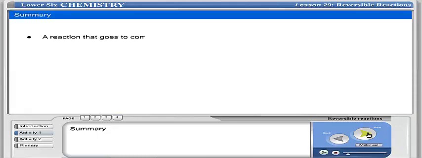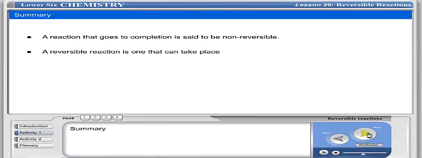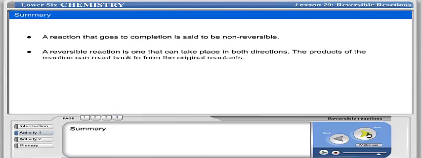Summary: a reaction that goes to completion is said to be non-reversible. A reversible reaction is one that can take place in both directions. The products of the reaction can react back to form the original reactants.